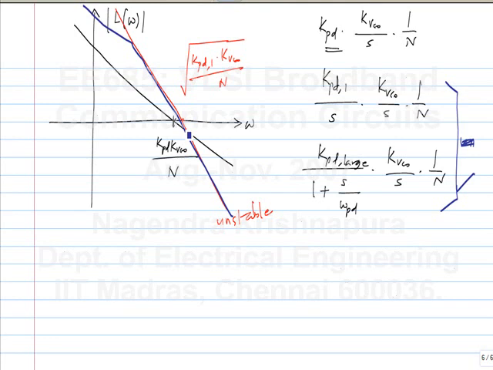I brought about this criterion because then we can see what to do to make this stable. What can we do? We have to have a 0 before the unity gain crossing.